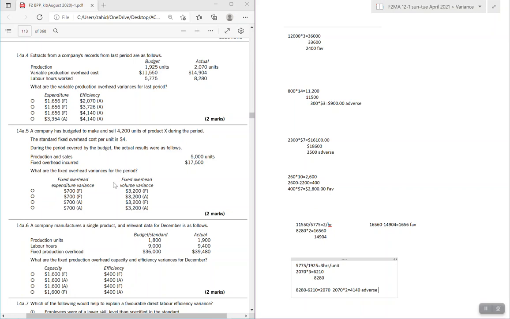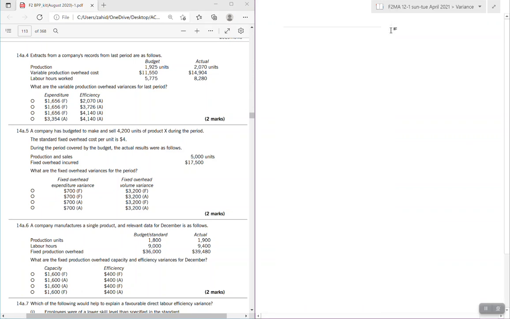Next, what are the fixed overhead variances for the period? Expenditure and volume. Remember, expenditure looks at the overall money that we have spent, and volume looks at the budgeted and actual units. So a company has budgeted to make and sell 4,200 units of product X during the period. We have a standard fixed overhead cost per unit of 4. During the period covered by the budget, actual results were as follows: production and sales, fixed overheads incurred. What are the fixed overhead variances for the period?